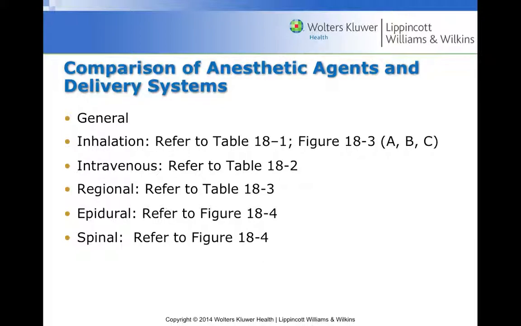And then on page 432 in your text, Table 18-3 goes over the selected regional and local anesthetic agents, just some of the ones that are used typically, their advantages and disadvantages. And Figure 18-4 goes over some injection sites for spinal and epidural anesthesia, and you can see how difficult it is to actually get in that little space. So it does take a lot of practice and a very skilled, detail-oriented person to do that.